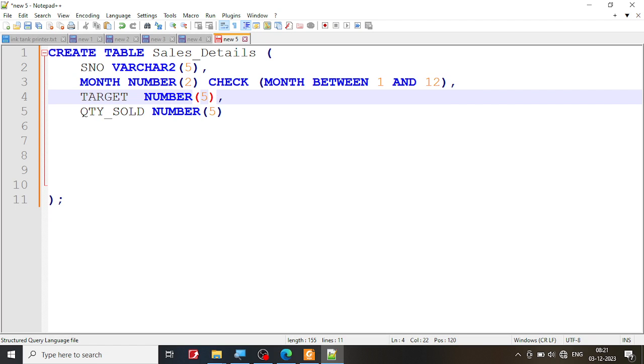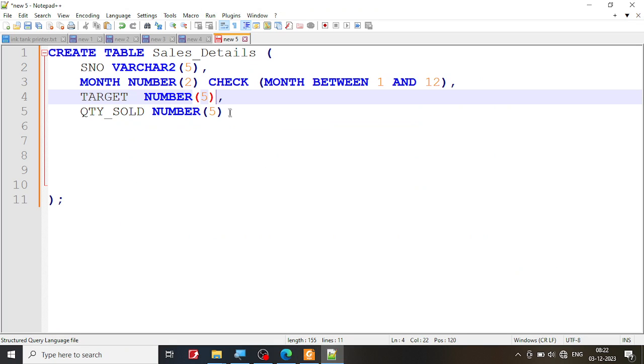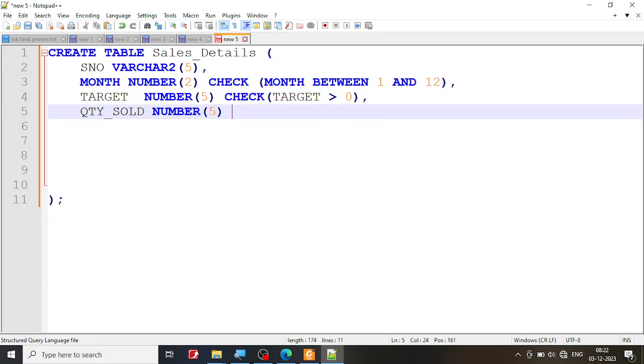And coming to the target and quantity sold, if you look here, they themselves have specified that the target and the sales must be positive numbers. So I'm going to check this target as a positive number. How do I say a positive number? Something which is greater than 0. Let me do the same thing for the quantity sold. So quantity sold is also greater than 0. So this is what is there.